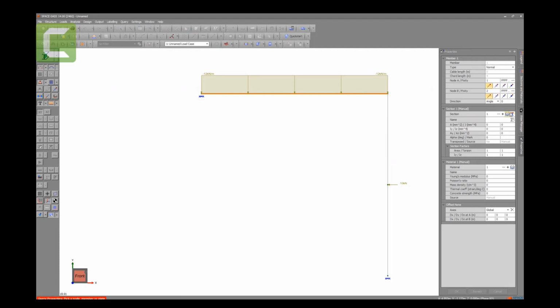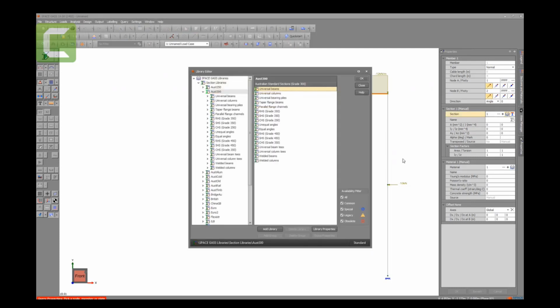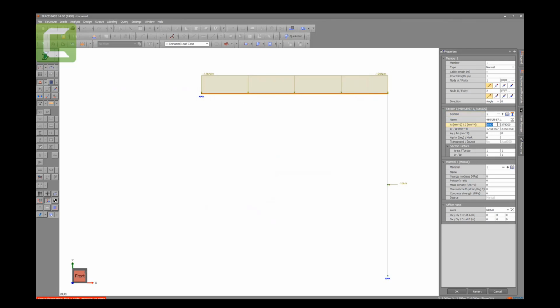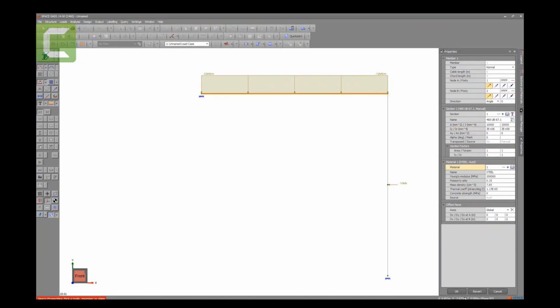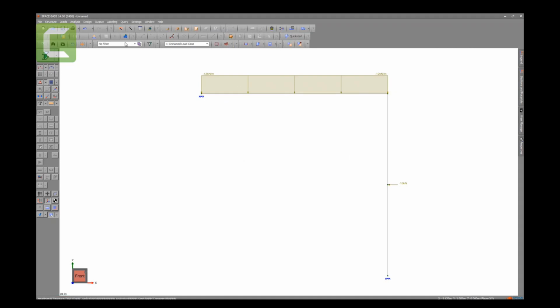Let me do it here. Universal beam, any beam. Area is 10,000. This one is 10,000. 3e8 and 3e8, and materials is steel. So that's all good. 200,000. OK, that's all good. Now we run analysis, linear static analysis. Hit OK.